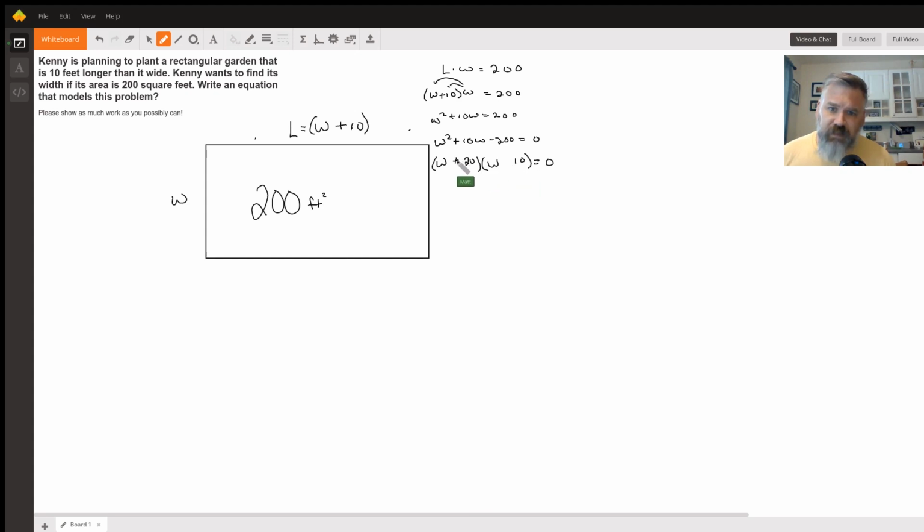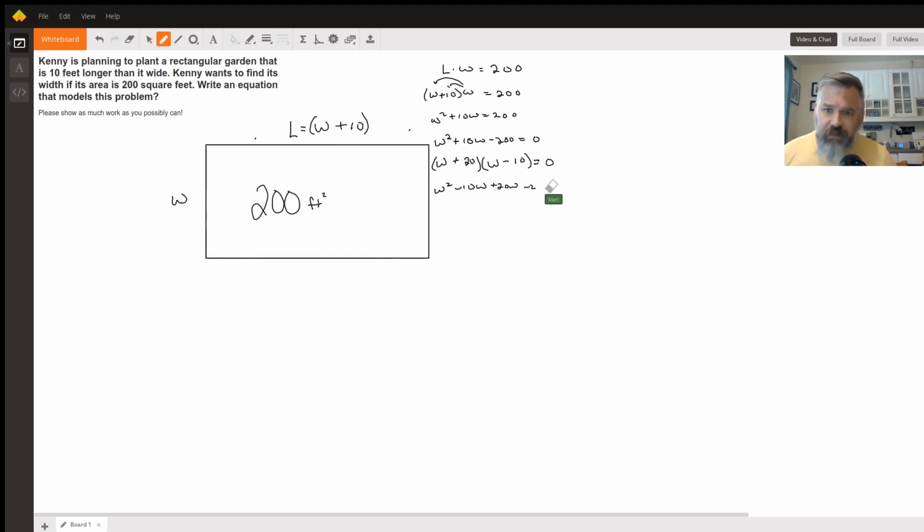I'm going to do plus the 20 minus the 10. You should always check this. W times W, W squared first. The outer terms minus 10W. Inner terms plus 20W. That's going to get us our plus 10 in the middle. Positive 20 times negative 10 is negative 200. So this does work. Okay.